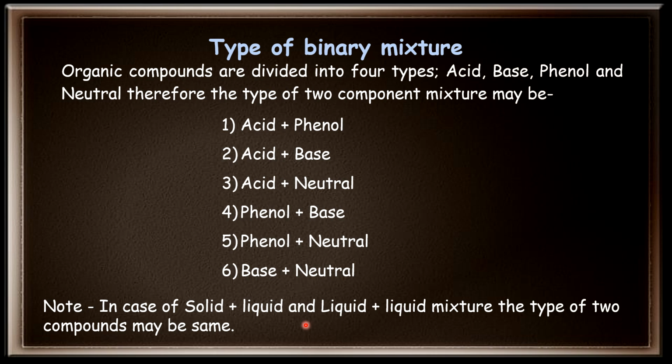That is, the solid compound may be neutral and the liquid compound may be neutral, or two liquid compounds may be neutral in nature. So in case of solid plus liquid and liquid plus liquid mixture, the type of two compounds may be the same. In case of solid plus solid, the type of the two components are different. These are the probable groups of type of binary mixture.